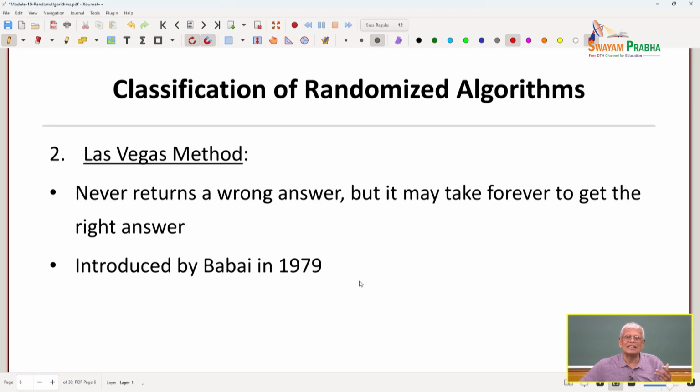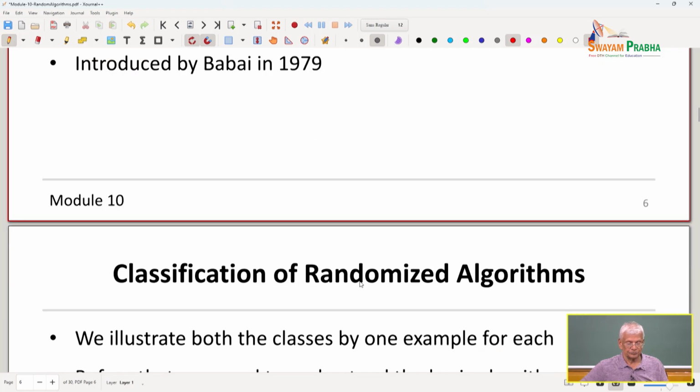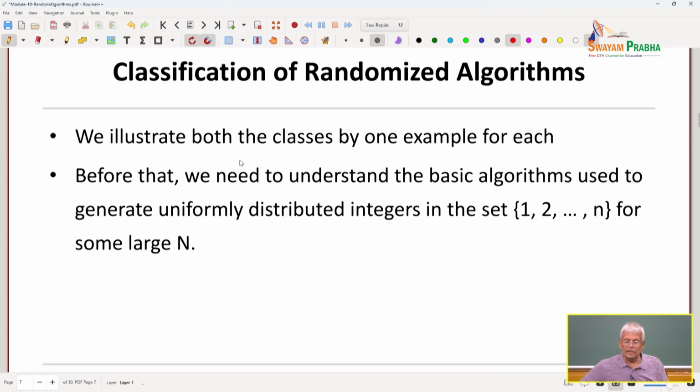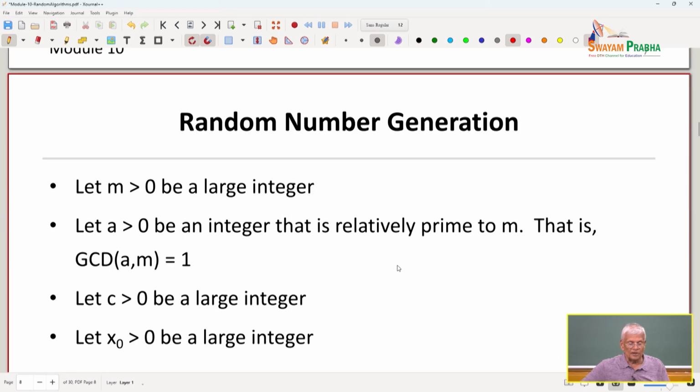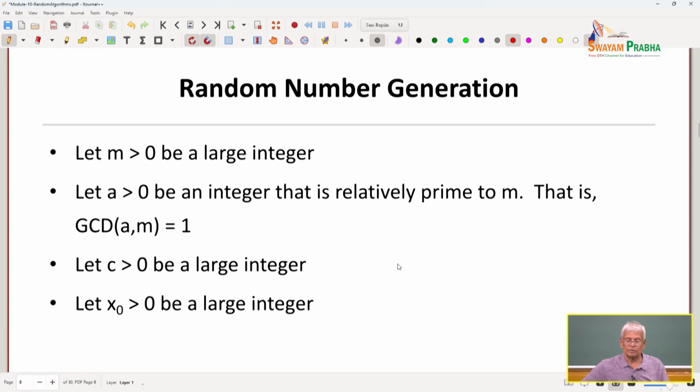So you can design a randomized algorithm in one of two ways. Numerical linear algebra exploits the Monte Carlo method. We illustrate both methods with one example for each. Before that, we need to understand the basic algorithms used to generate uniformly distributed random integers in the interval 0 to 1 for large n. For the sake of completeness, I am going to spend a few minutes telling you how to generate random numbers, random integers, random real numbers in practice using computer programs.